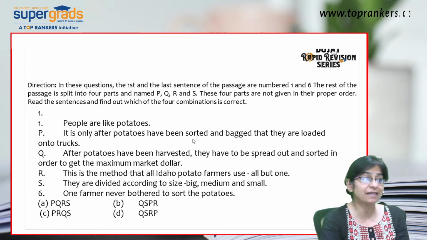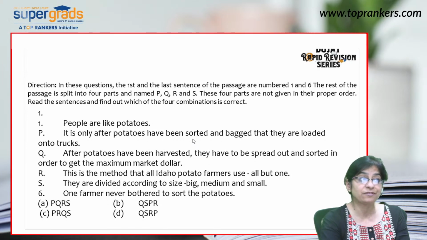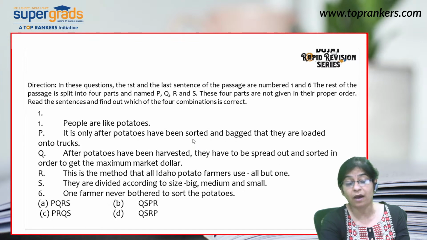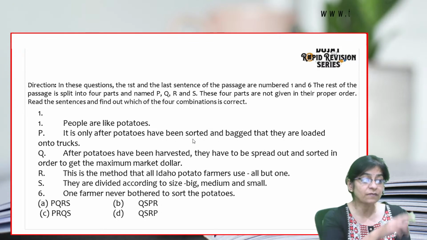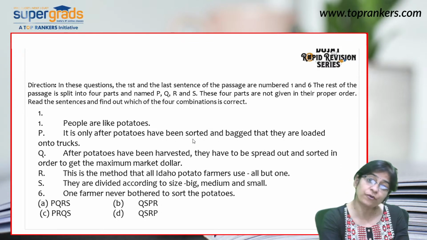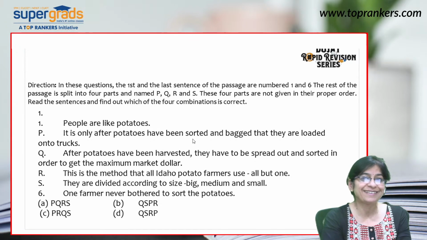Now let's read this one together. Well, this one says that in these questions, first and the last statements are numbered 1 and 6, and the rest of the passage is split in four parts P, Q, R, S. These four parts are not in their proper order, and you have to read the sentences and find out which combination is correct. So you have a closed para jumble, and there are four MCQ based options, and we need to find out which is the right answer. So why don't we read this together and try and figure out what is the right answer to this para jumble?